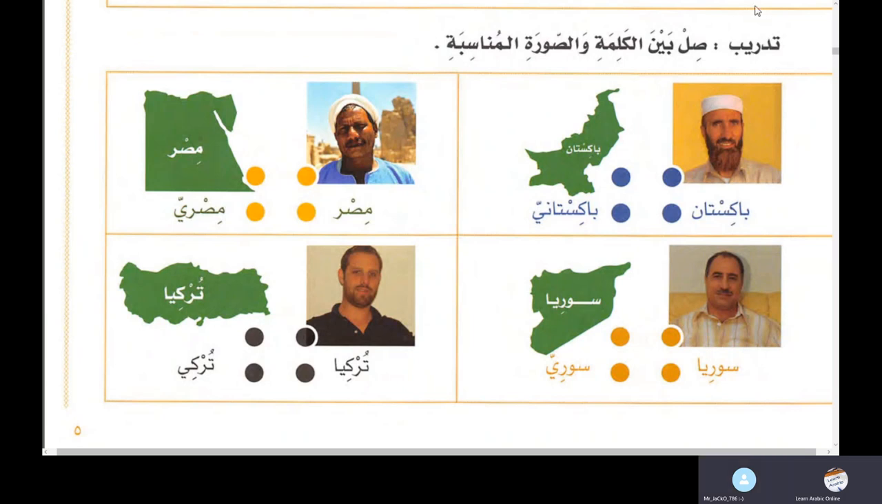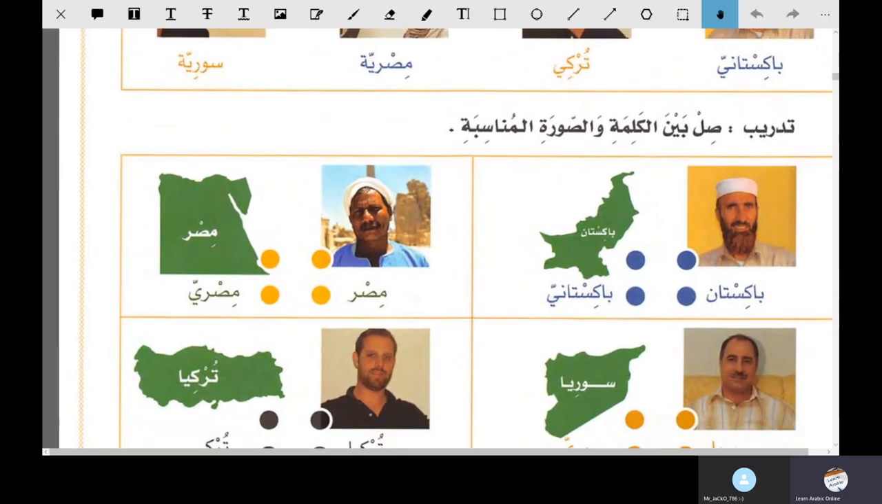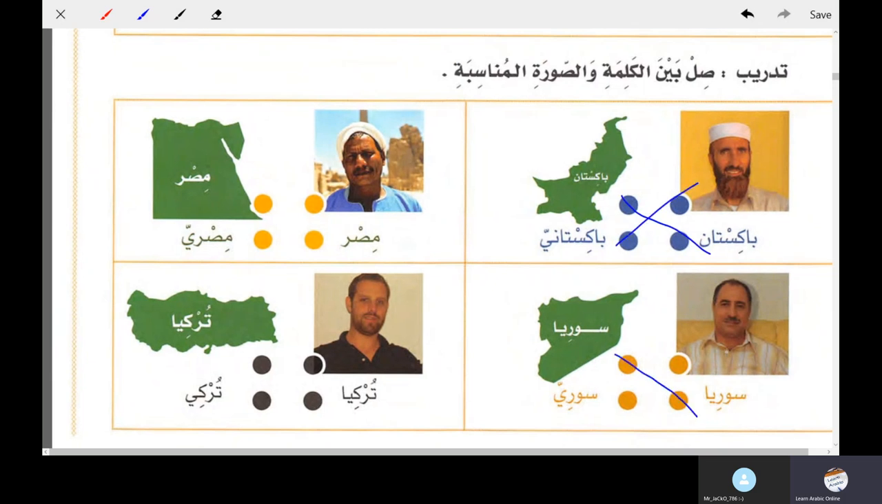Next. Tadrib. Sil bayna al-kalimati wa as-suratil munasiba. Okay, did you understand the question? No. What is the meaning of sil? Join. Join between the word and the appropriate picture. So you will just draw these lines and send me the screenshot. Then I will check your homework. This is your homework.